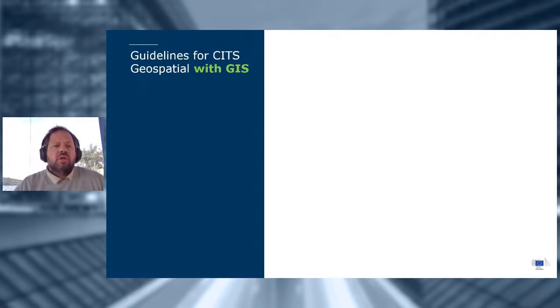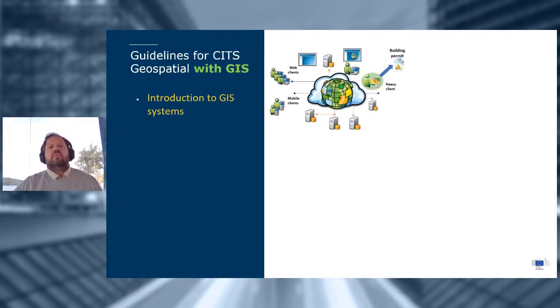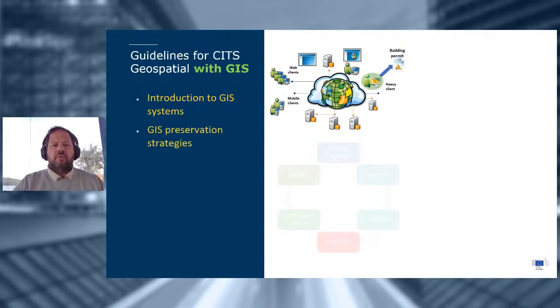package in the 3.0 version is the guidelines for SIDS geospatial with GIS. This comes in handy where you have complex information systems that are used using geospatial records, and you don't want to store the records themselves alone. You also want to store the more complex structure of how data was used and maybe some behavior. And this is where we created a separate guideline where we have an introduction to GIS systems chapter to explain it to the archivists, to the users, to everyone.